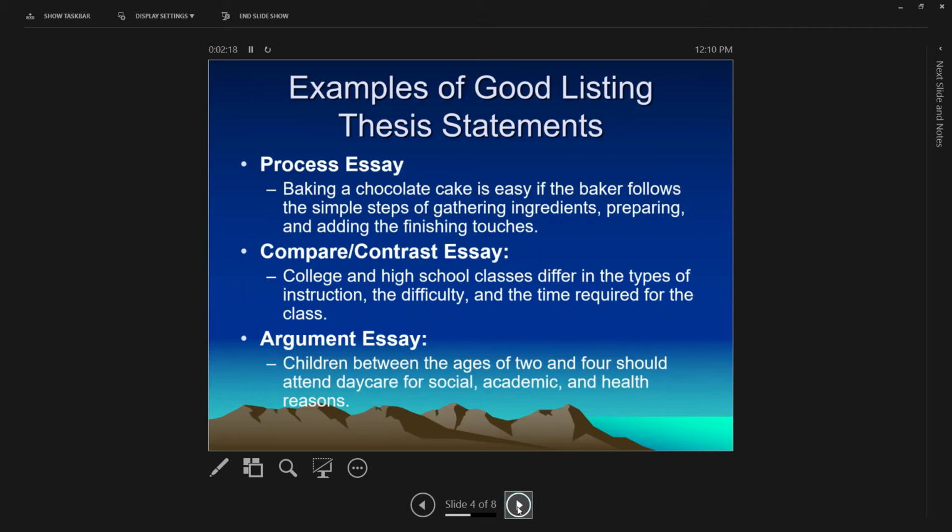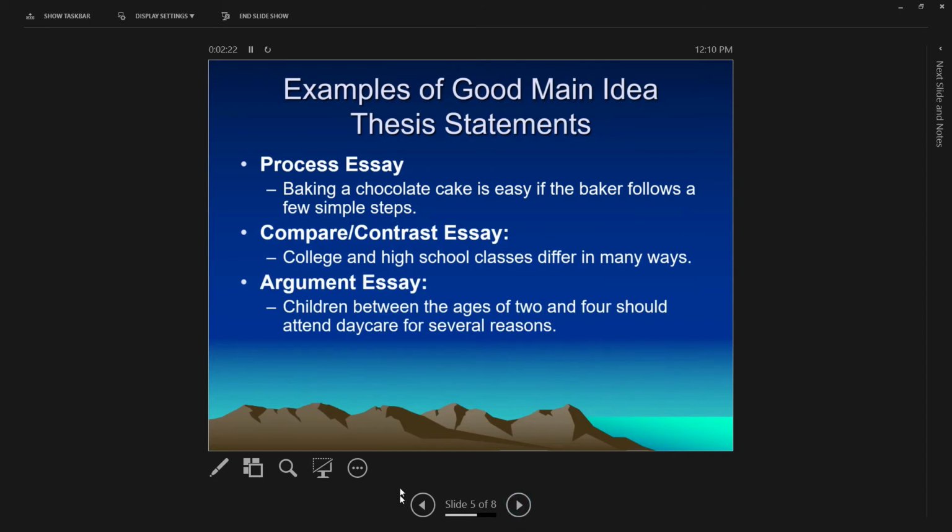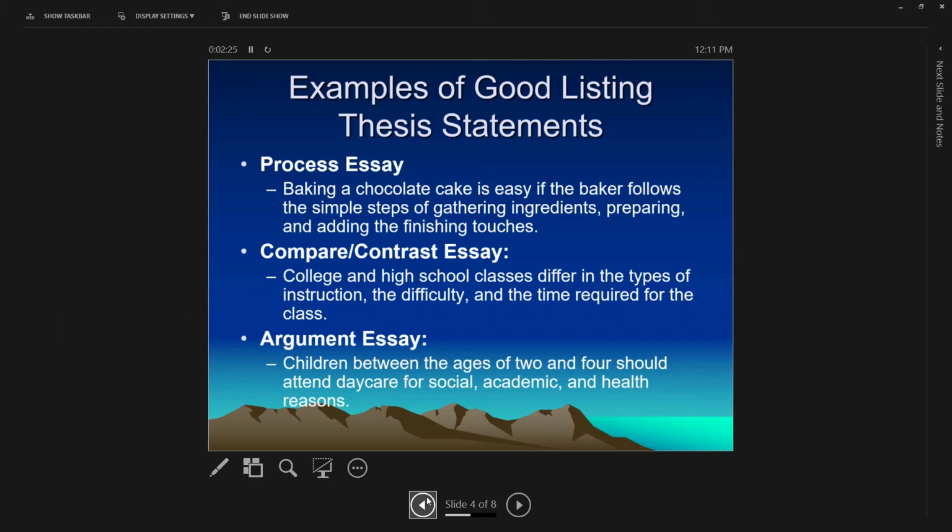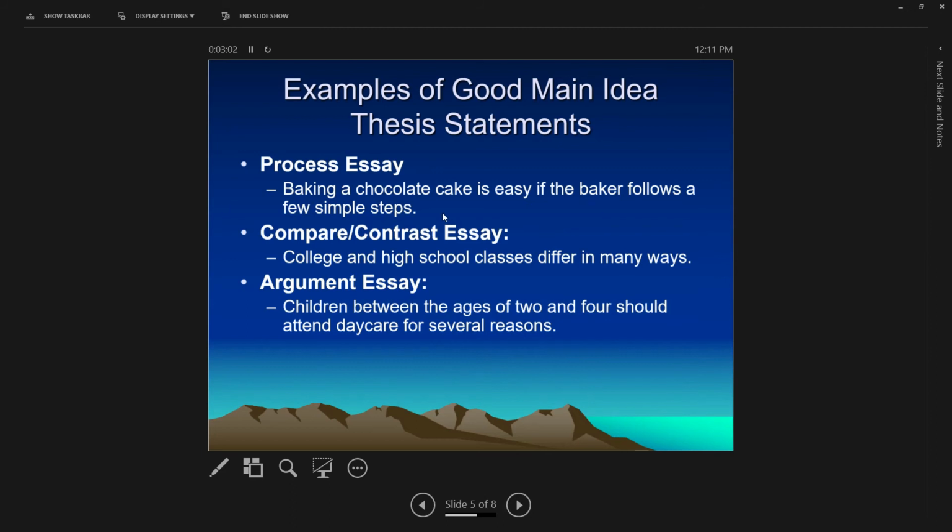So there's two types of thesis statements. There's the listing thesis statement, and then there's the main idea thesis statement. So the listing thesis statement, it essentially takes your topic and breaks it down. So if we're writing a process essay, which is basically just a how-to essay about baking a chocolate cake, a listing thesis statement would be, baking a chocolate cake is easy if the baker follows the simple steps of gathering the ingredients, preparing, and adding the finishing touches. So that tells us exactly what our paragraphs are going to be about. They're going to be about gathering the ingredients for a chocolate cake, preparing the chocolate cake, and adding the finishing touches of the chocolate cake. A main idea thesis statement for the same essay would be, baking a chocolate cake is easy if the baker follows a few simple steps. Still the same, one is just more specific than the other one.